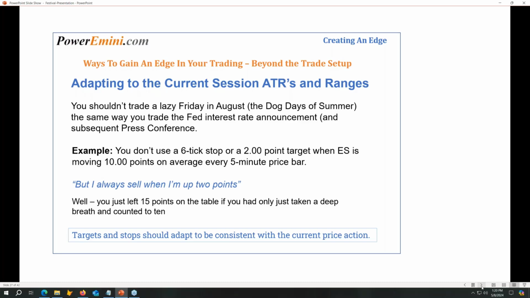As an example, you don't trade the same way on a lazy Friday in August as you would when Powell's doing his press conference after a Fed announcement, right? Fed announcement days, you get serious range expansion up and down all over the place. Very risky to trade, but it's just an extreme example. So adapting to the market conditions is something you should really strive to work with, because that will improve your results.